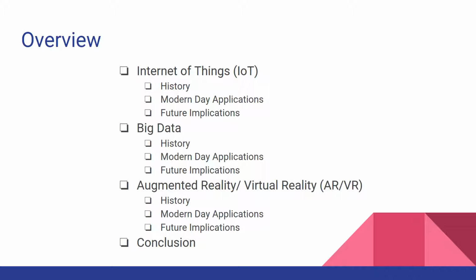So in terms of what our presentation is going to be covering, we're going to do a quick overview of the history, modern-day applications, and future implications of the three topics that we chose for our report, which were the Internet of Things, Big Data, and Augmented Reality / Virtual Reality. We'll then be going through a conclusion of all the points that we've made throughout our presentation.